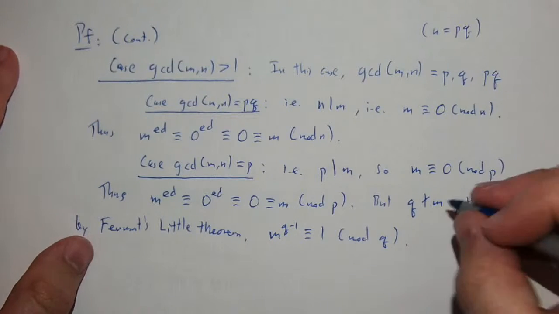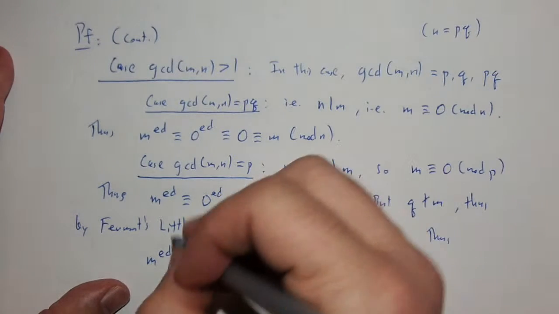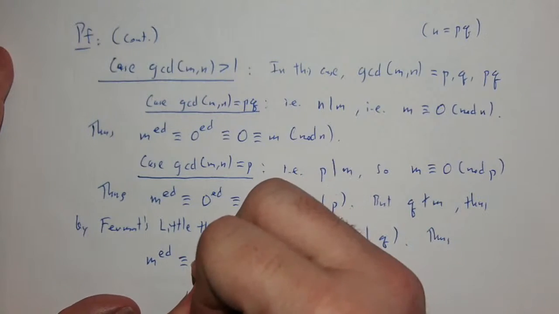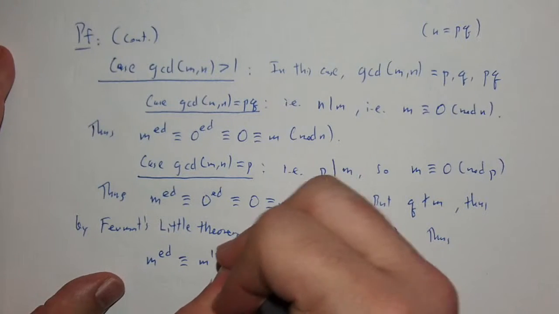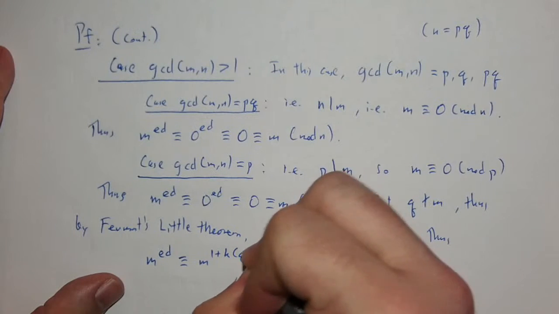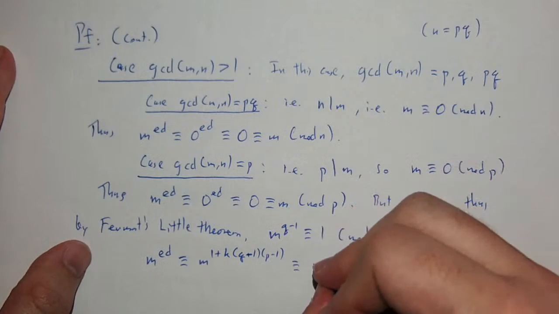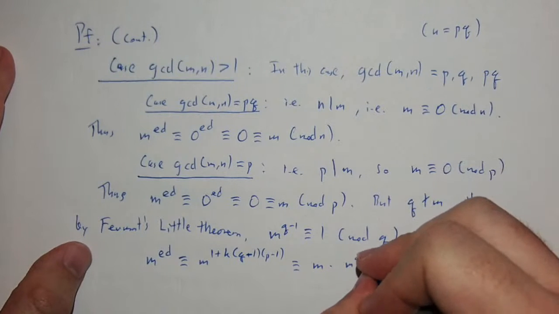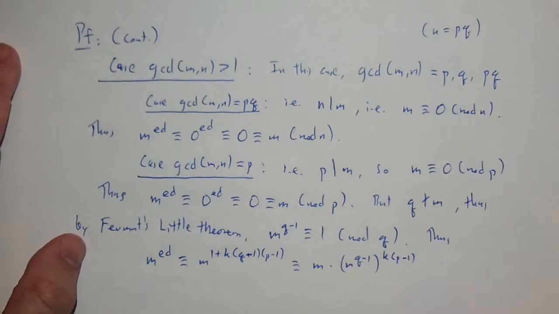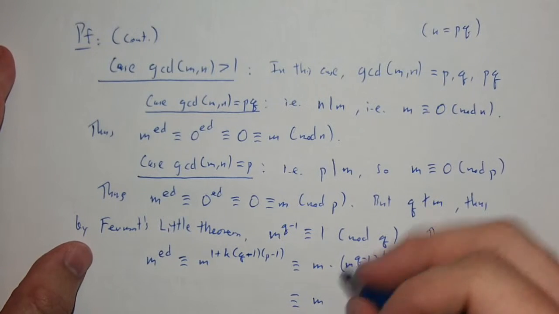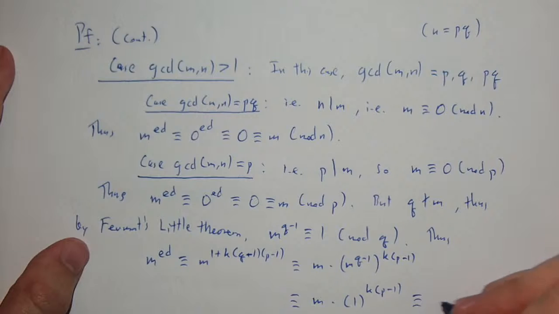Okay. Thus, m to the ed is congruent to m to the 1 plus k times q minus 1 times p minus 1, which is congruent to m times m to the q minus 1 to the k times p minus 1, which of course is congruent to m times 1 to the k times p minus 1, which is congruent to m mod q.